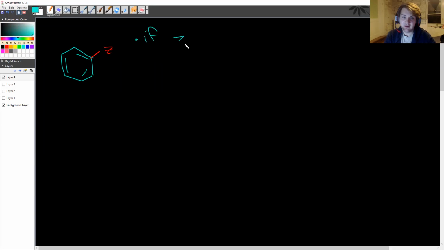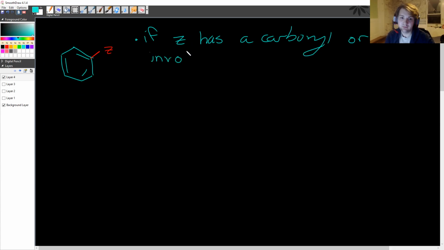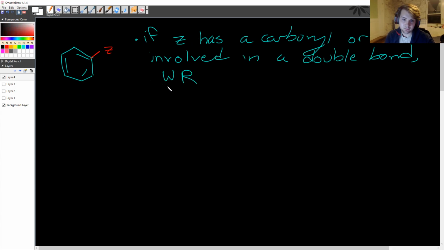If Z has a carbonyl or is involved in a double bond, it's doing withdrawing via resonance. Withdrawing via resonance.